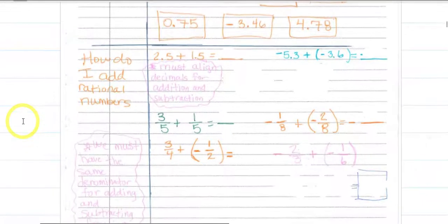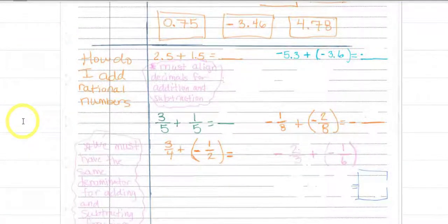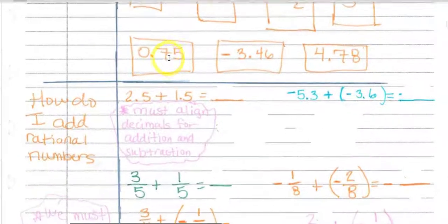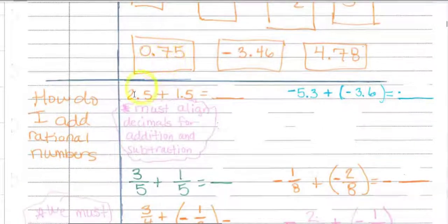So today we're going to talk about how we add rational numbers, and remember we're going to have situations where our signs are the same and also where our signs are different. So let's start with the example that we have here. How do I add rational numbers? And we're talking about decimals. The example here we have 2 and 5/10 plus 1 and 5/10. And both of these are positive numbers.